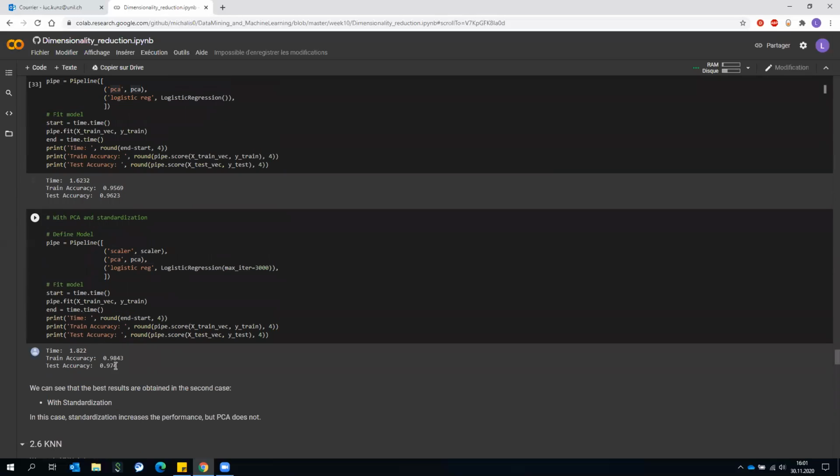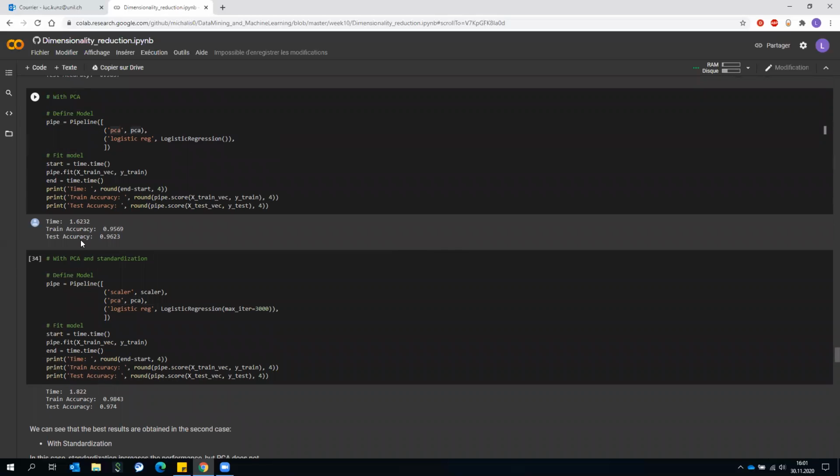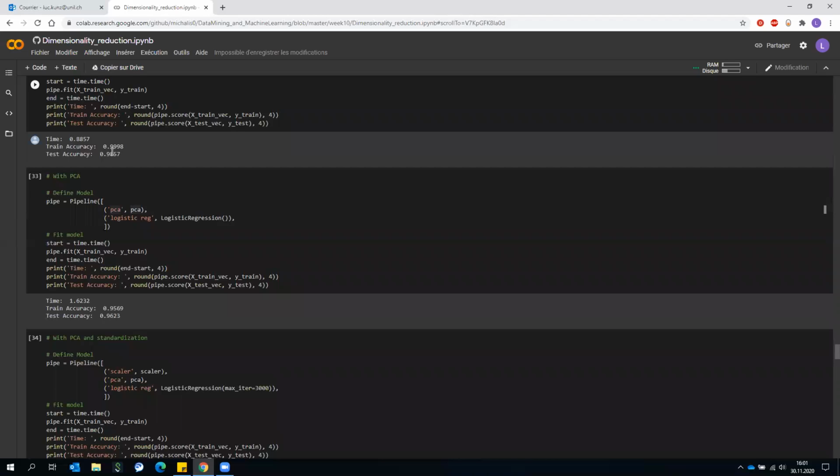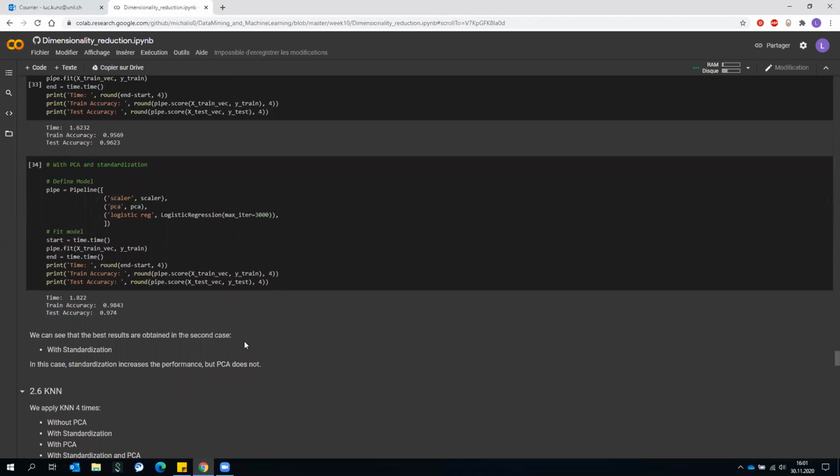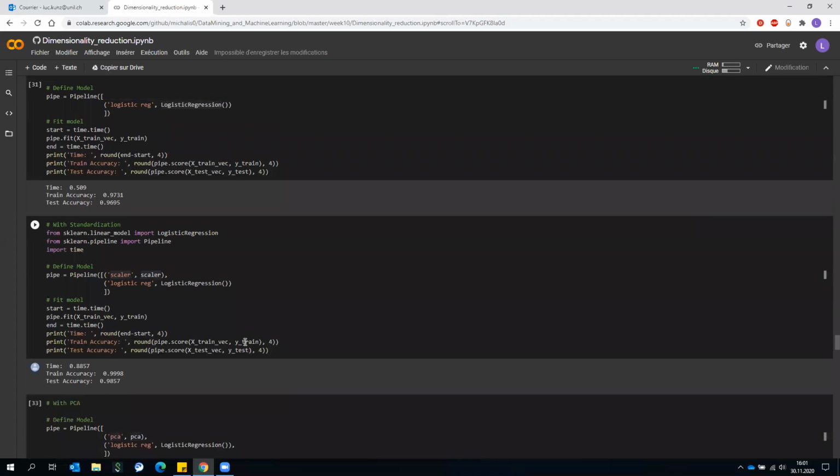And if I do both PCA and standardization, it increases the accuracy compared to the case with only PCA, but it's not better than only standardization. So in this case, with logistic regression, we can see that standardization increases the performance, but PCA does not. Okay. Any question on this part?